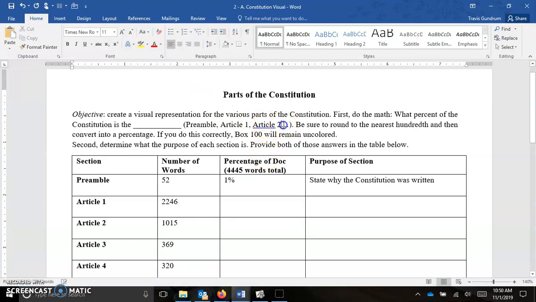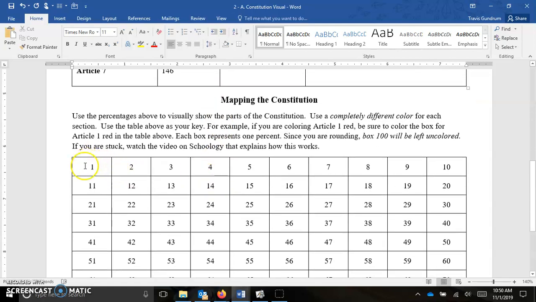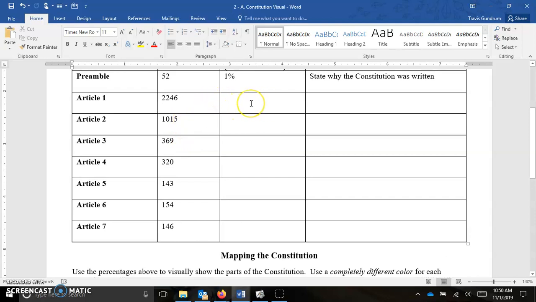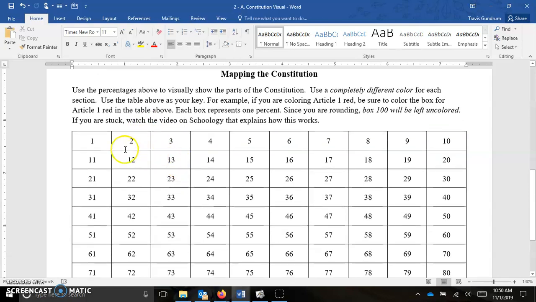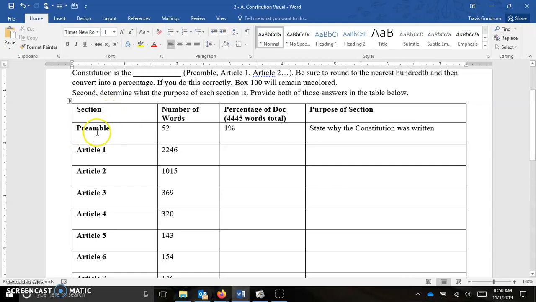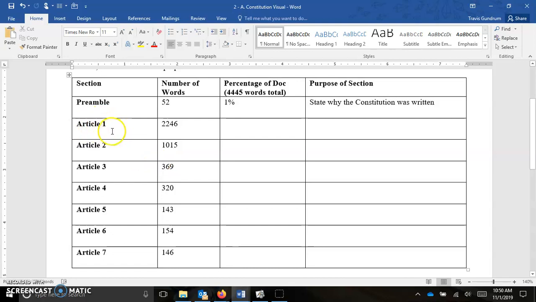So here's your worksheet, right? This is 1%. So down here, you're coloring in box number 1. For Article 1, you should have gotten 51%. So now you have to color in 51 more boxes, right? If you had started at 1, you would have colored 1 through 51. 1's already filled in, so you're going to color 2 through 52. Make sure, let's say you color preamble red, you're going to color preamble up here red. If you're going to do the next section, say blue, you're going to color Article 1 then in blue.